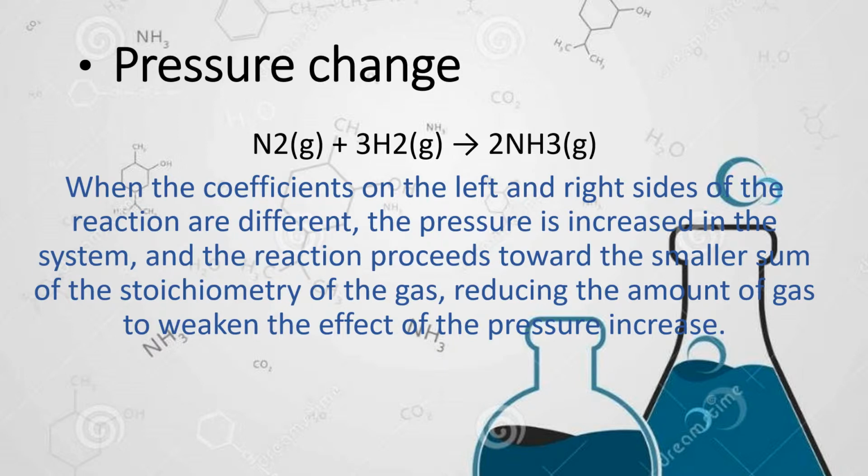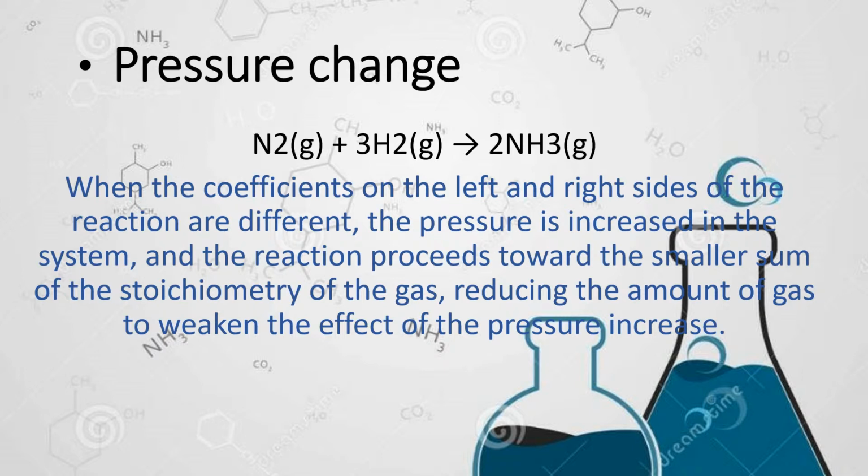2. Pressure change. The pressure change is also offset by the balance in the direction of eliminating the factor. Take the famous Haber process ammonia reaction as an example. The coefficients on the left and the right side of the reaction are not the same. So, when the pressure is increased after the equilibrium, the reaction proceeds toward the smaller sum of the gas stoichiometry, reducing the amount of gas to weaken the effect of the pressure increase.